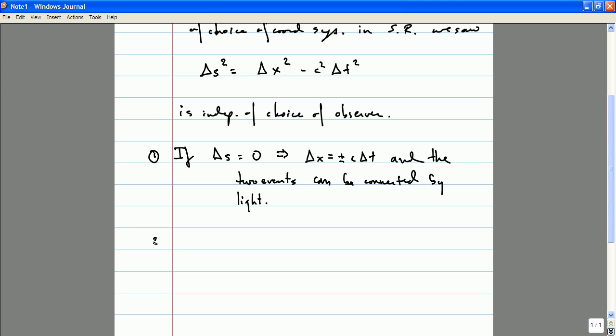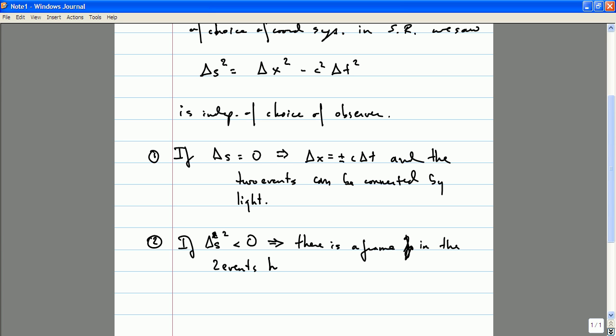Likewise, we saw that if delta s squared was less than 0, so that delta s is purely imaginary, then there is a frame in which the two events happen at the same place, so that delta x prime would be equal to 0 in that frame, but at different times, so that delta t prime is not equal to 0.